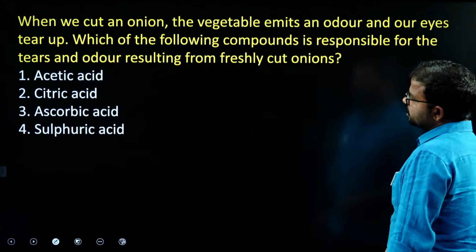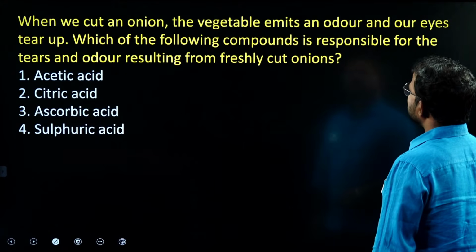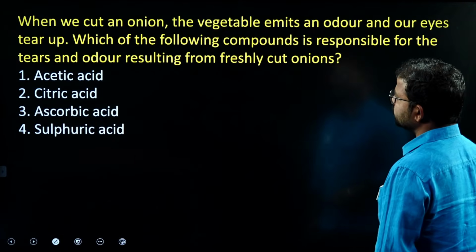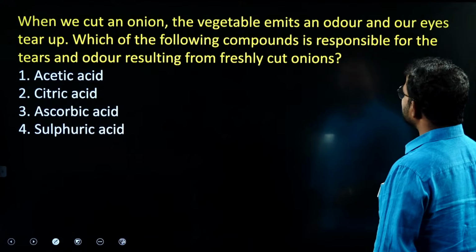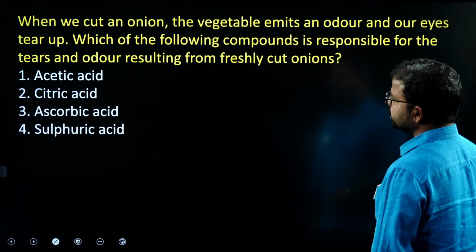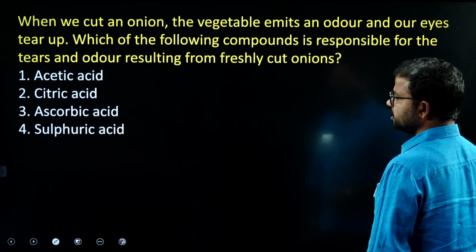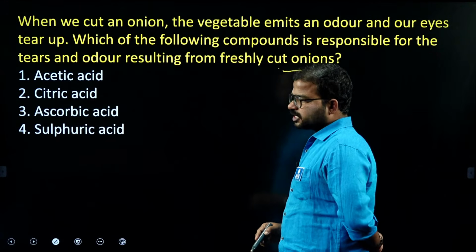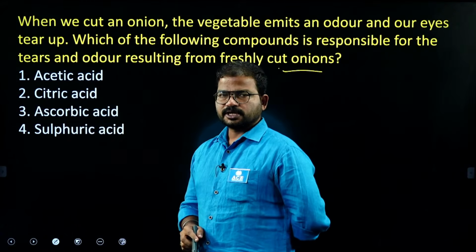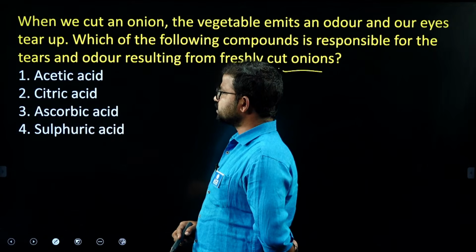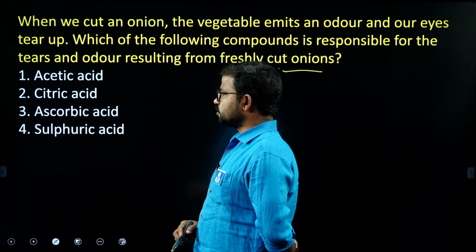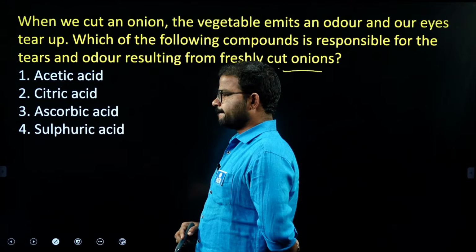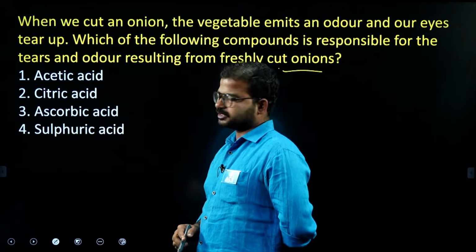Next one, when we cut an onion, the vegetable emits an odor and our eyes tear up. Which of the following compounds is responsible for the tears and odor resulting from freshly cut onions? Anyone? What is the correct option here? They mention acetic acid, next citric acid, next ascorbic acid, next sulfuric acid.